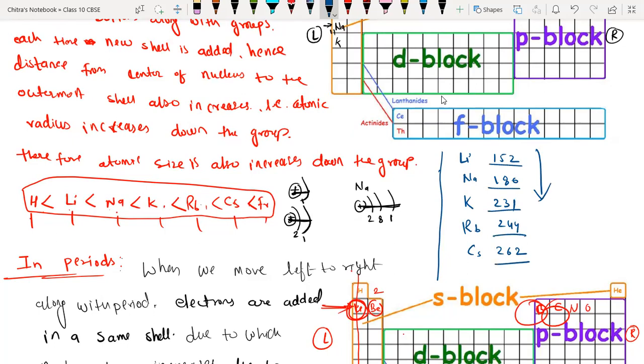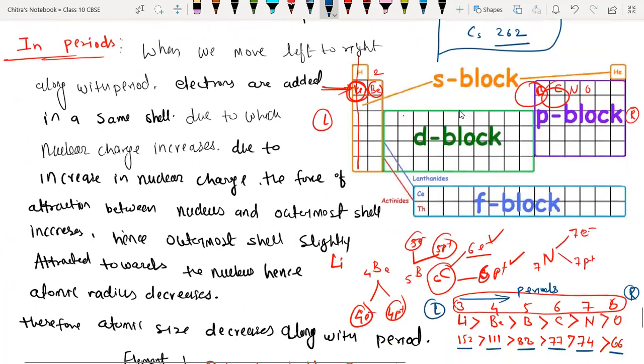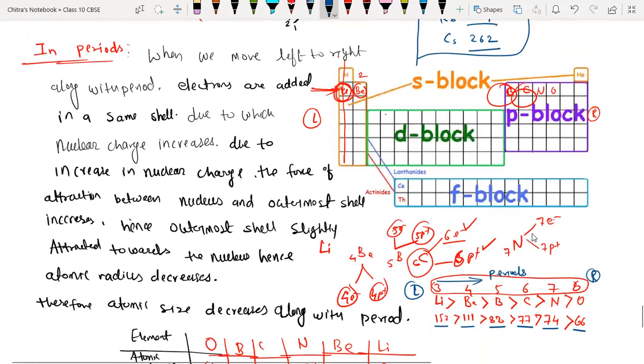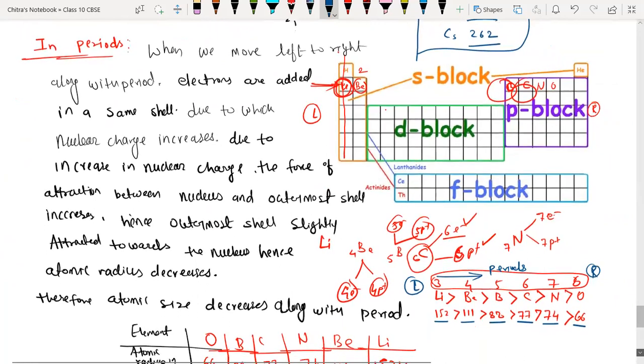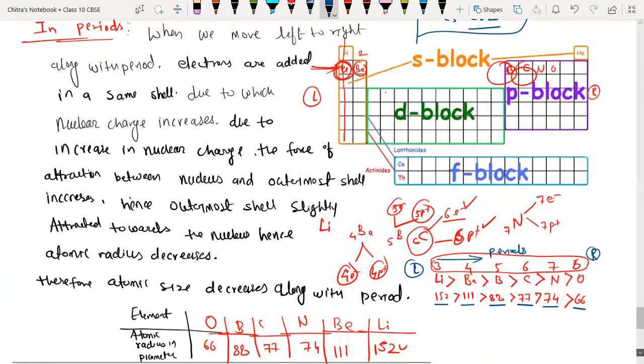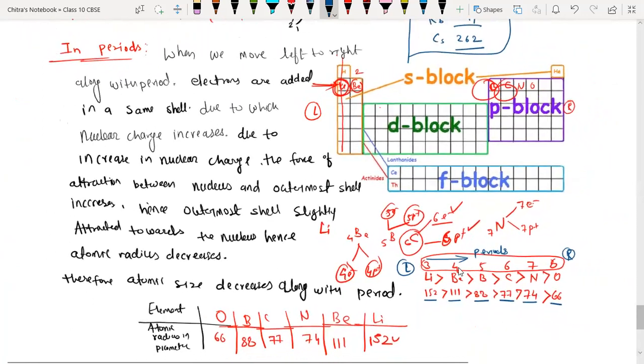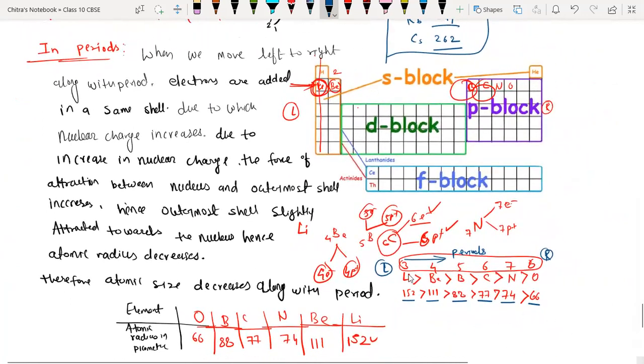Everyone, do reply. Yes, sir. Okay, I want you to take a screenshot for the period part also. Wait a second. Yeah, take a screenshot for the period part.